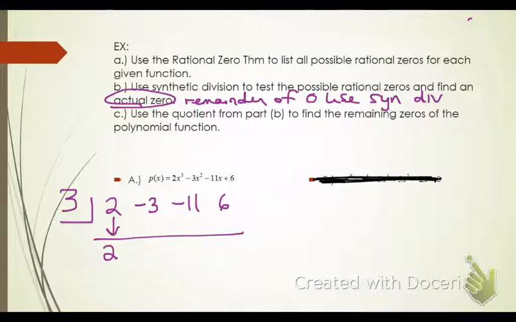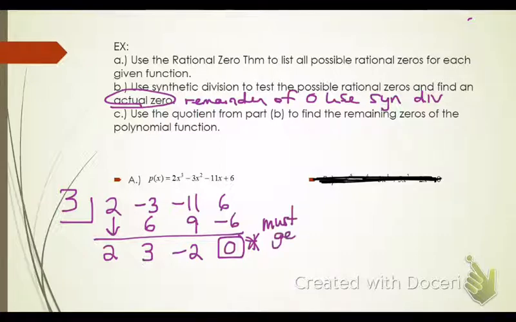Bring down the 2, then we multiply, add, multiply, add, multiply, add. You must get 0 for a remainder, because that tells you that 3 is a solution. If you tested 1 or -1 or 2 and -2 and did not get 0 for a remainder, then you would not have a solution.